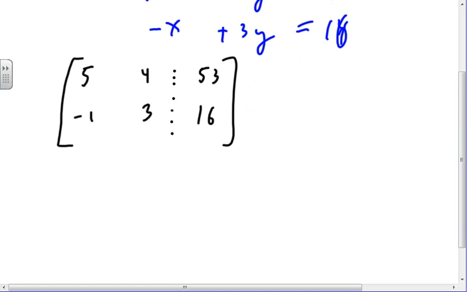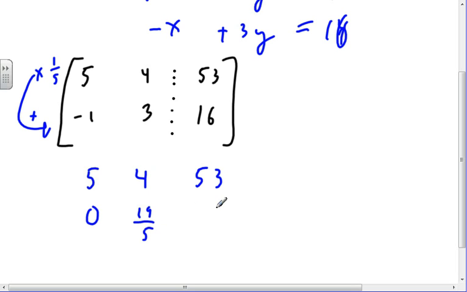Okay, so I'm going to do a times 1/5, and then add to the bottom guy. I'm doing that to make this guy a 0. It's 16 because that's what's in the book. So that's 1, and that's 0. 4/5 and 3 would be 19/5. 53/5 plus 16, I can do that in my head, and I got 133/5.